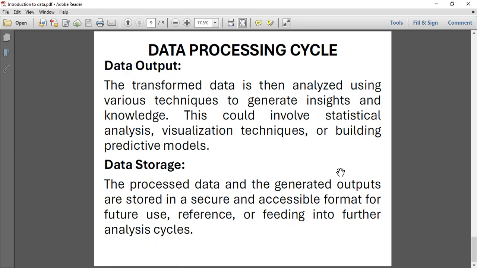Then you have the data output. After you process the data, you have to give output to the people so that they can make a decision on their own. Okay, so the transformed data is then analyzed using various techniques to generate insights and knowledge. This could involve statistical analysis, visualization techniques, or building predictive models.